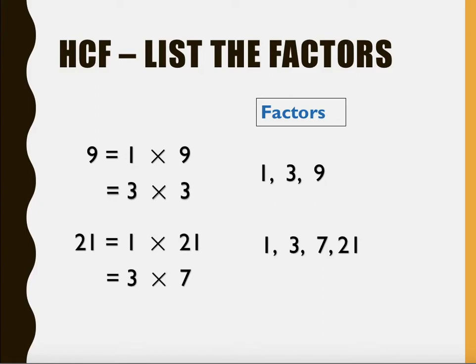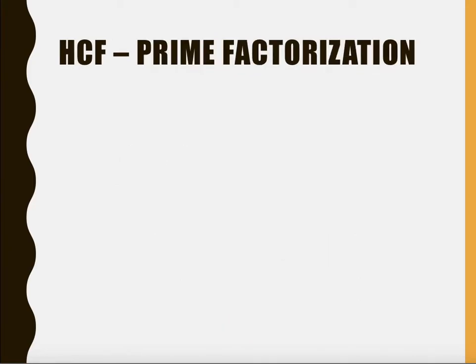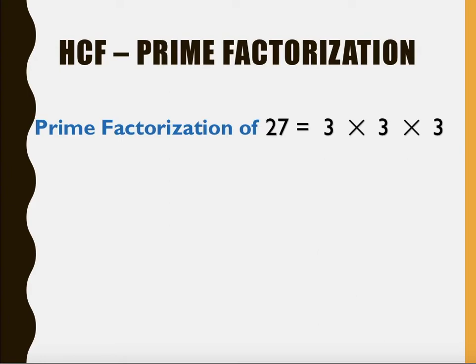What do you think is the common factor between 9 and 21 here? It is 3. But we want the highest common factor. When you look at the common factors, there are no other common factors except 3. So 3 itself is the highest common factor of 9 and 21. Remember, this 3 is the same answer we got in the previous slide. So this is how you would try to calculate the HCF. This is one method.